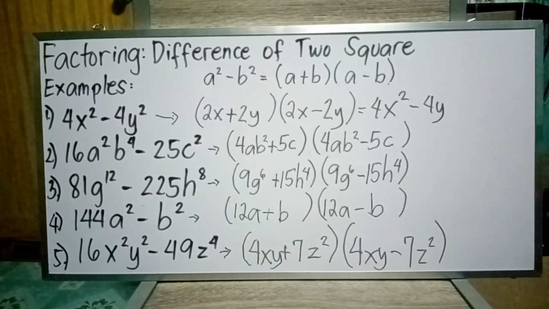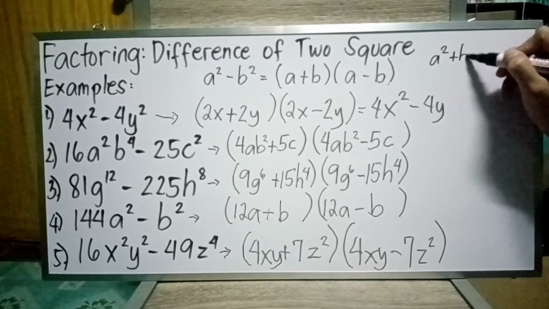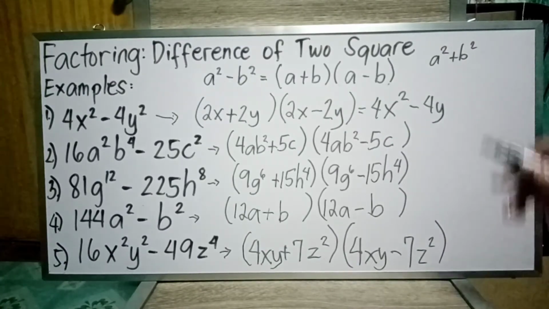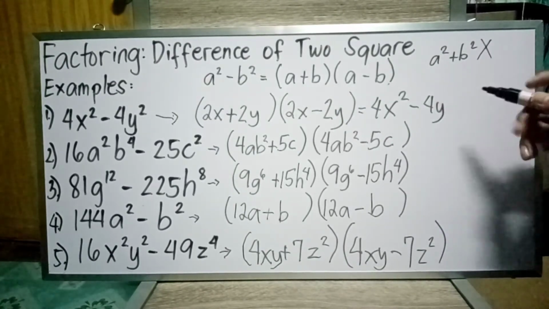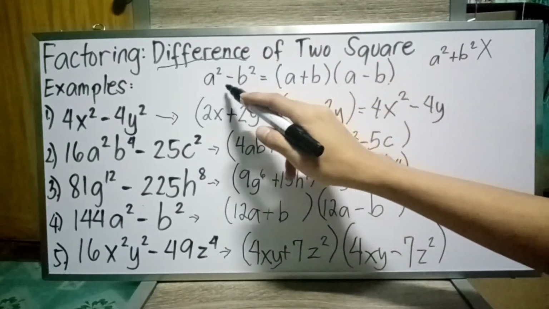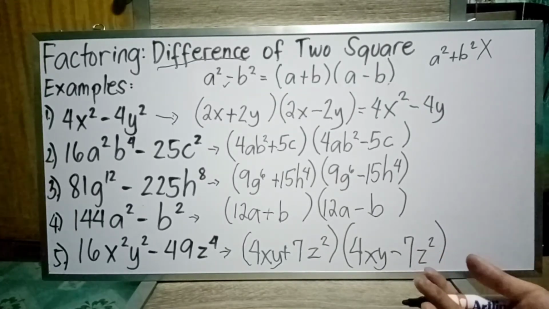Okay, you might ask, what if the given is a squared minus b squared? Can we apply the formula? The answer is no, because we're talking about the difference of two squares. It should always be subtraction. Okay?